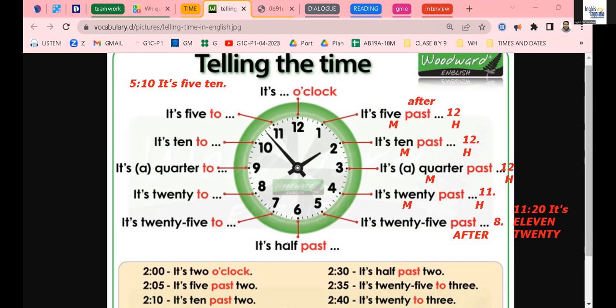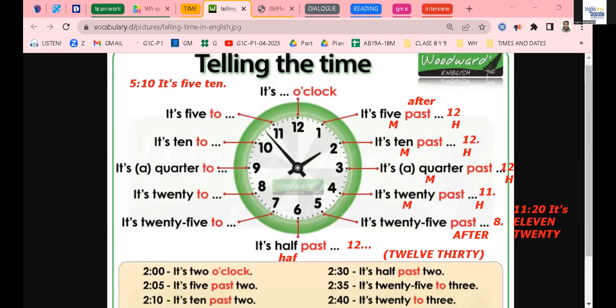Y ahora nos movemos acá, llegando a la media hora, vamos a utilizar la palabra half. So, which means media. It's half past. Quiere decir que ha pasado media hora después de las 12, por ejemplo. It's half past 12. Es media hora pasada las 12. So, that means que son las 12 y media. This is pronounced as half, half, half. Okay, la pronunciación es half. It's half past 12. Es decir, 12:30.